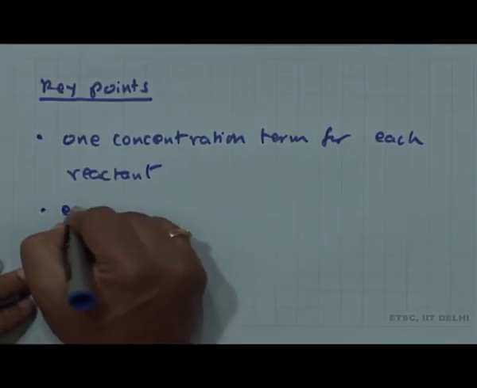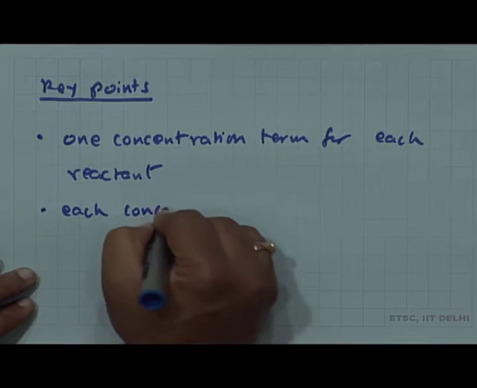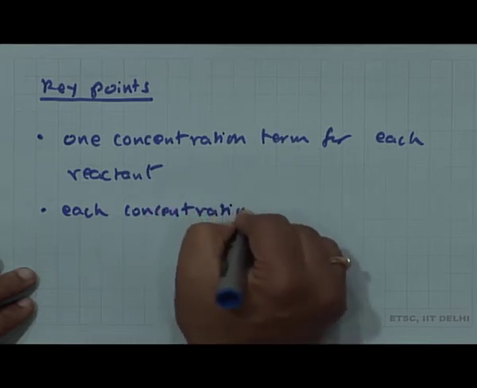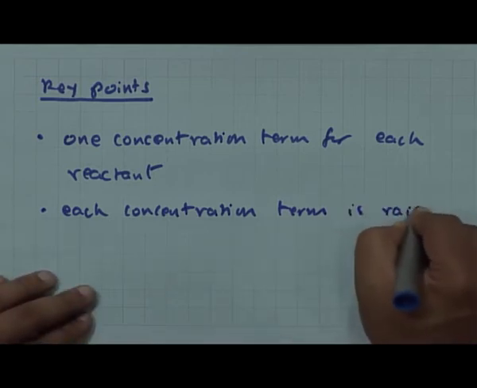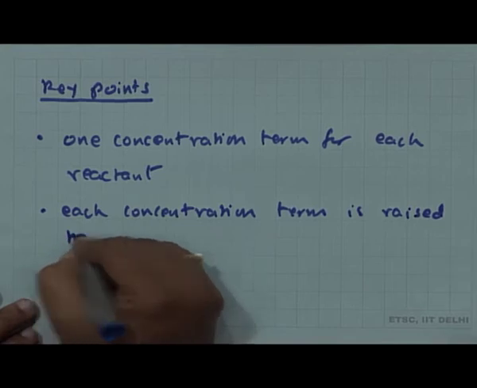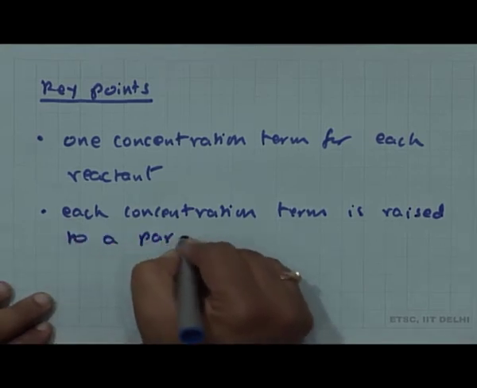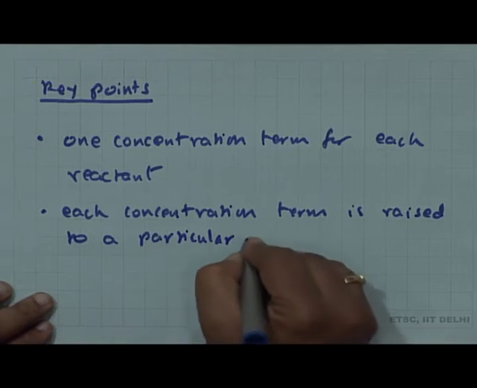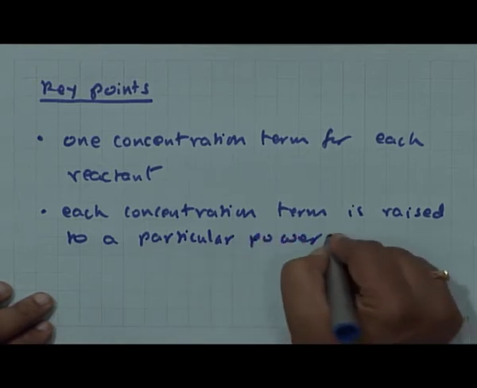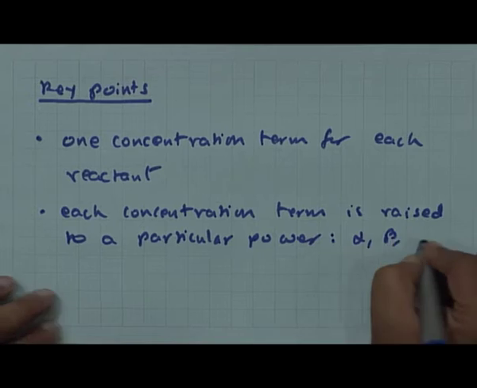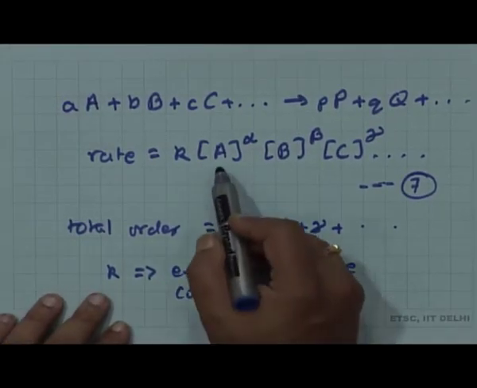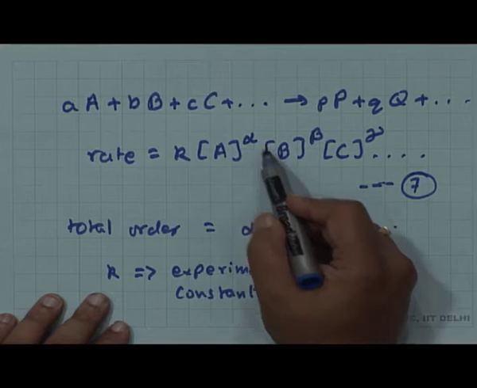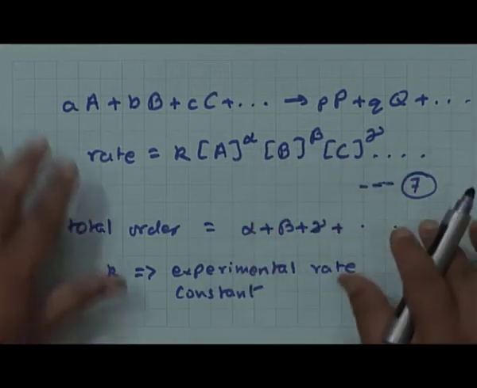Then each concentration term is raised to a particular power, as we saw, alpha, beta, gamma and so on. So, each concentration term, say A, was raised to the power alpha, B was raised to the power beta, C was raised to the power gamma.